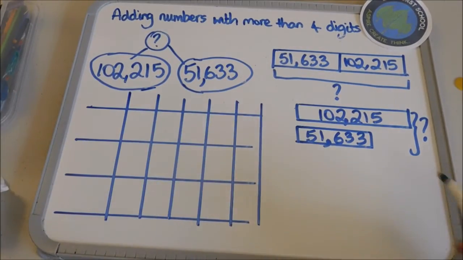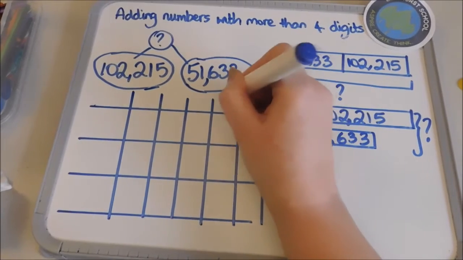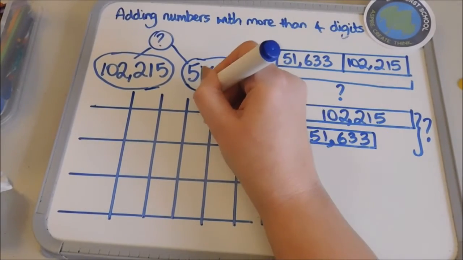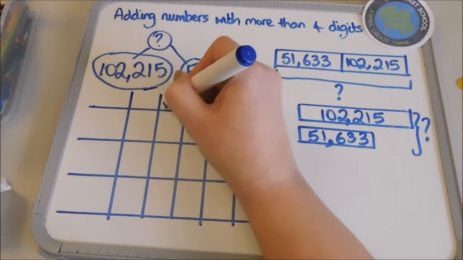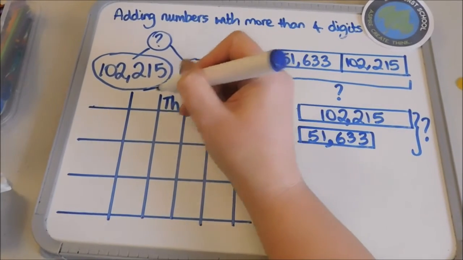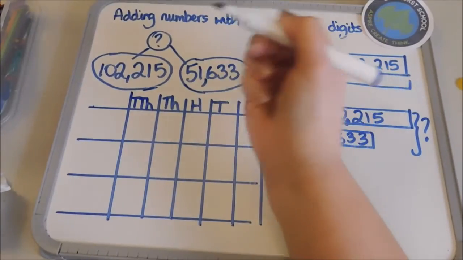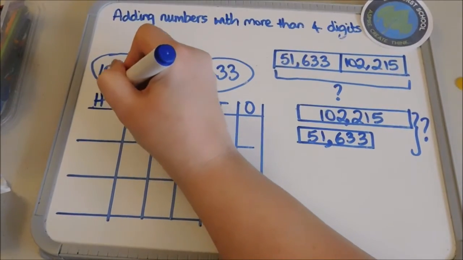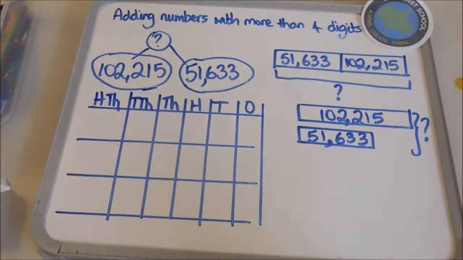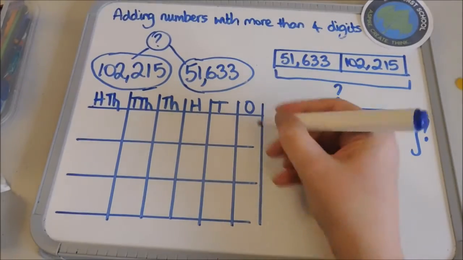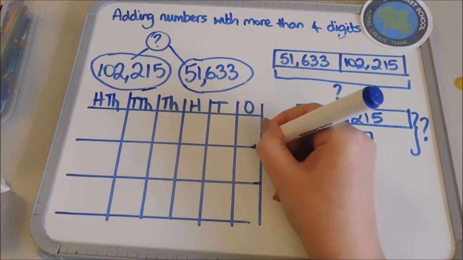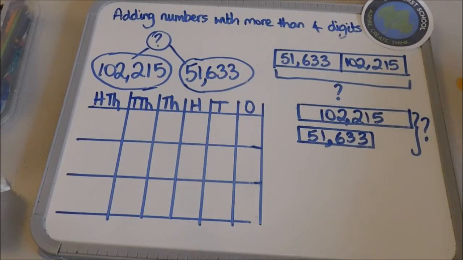Okay. So we have got ones, tens, hundreds, thousands, tens of thousands, and hundreds of thousands. Okay. Now when you're using your place value grid, again, you can use a range of things.